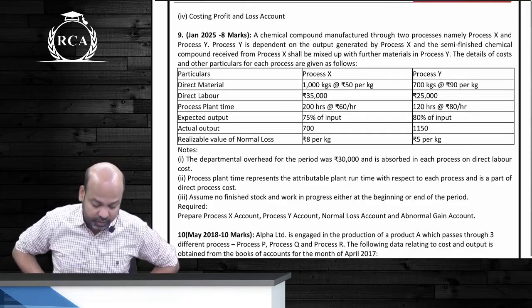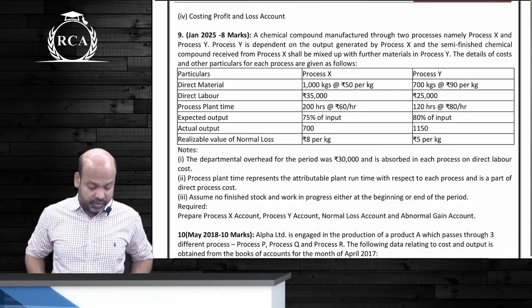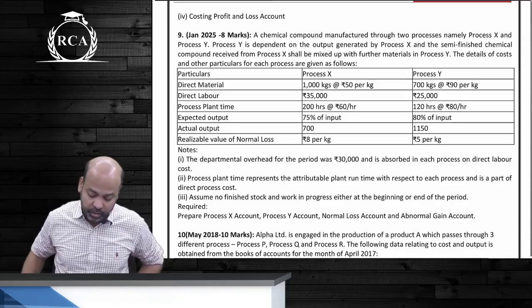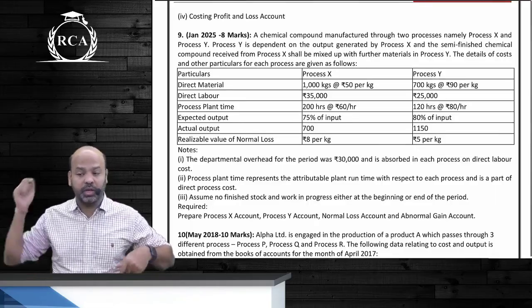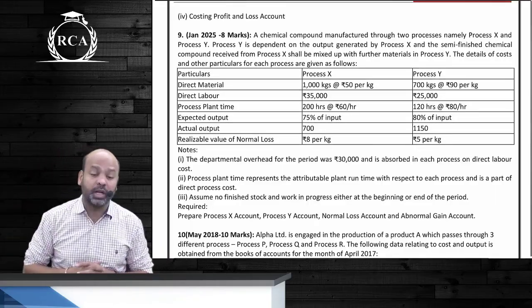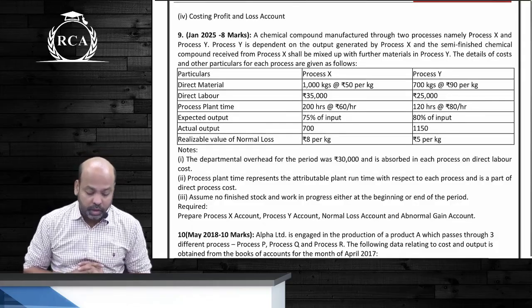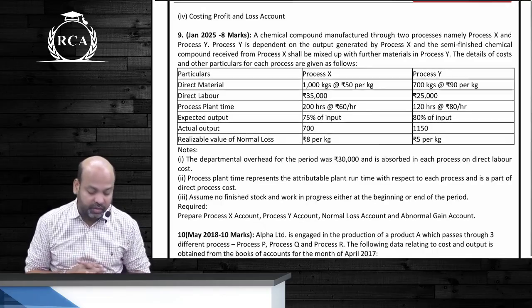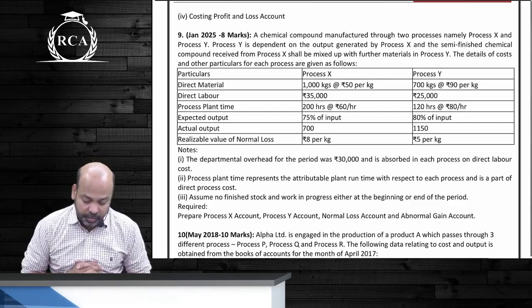And expected output is given, actual output is given, realizable value of normal loss. Process Y is given. Same details. Departmental overheads are 30,000 and they should be absorbed on the basis of direct labor cost. You know the direct labor cost is 35,000 and 25,000. So you will have to allocate that departmental overhead of 30,000 in the ratio of 35 and 25. And process plant time represents the attributable plant runtime with respect to each process and is a part of direct process cost. Assume no finished stock and work in progress either at the beginning or at the end of the period. You're required to prepare these accounts.